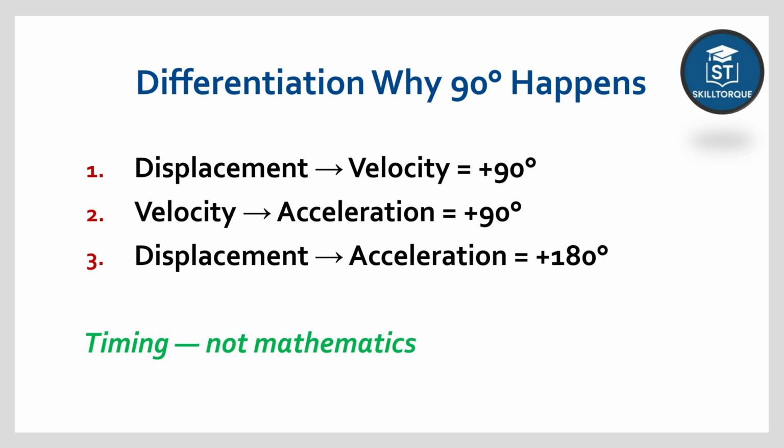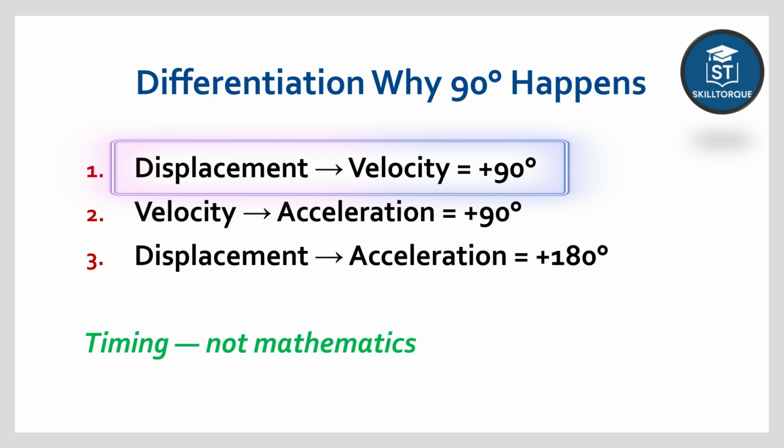Because velocity will be maximum somewhere between the peaks, that point is exactly 1/4 of the cycle. And what is 1/4 of a cycle? It equals 90 degrees. So that's the reason why, whenever I differentiate the displacement and get the velocity, the phase will be plus 90 degrees.